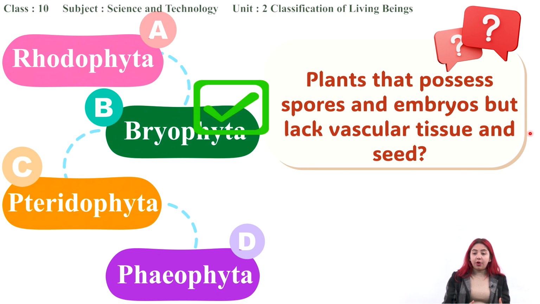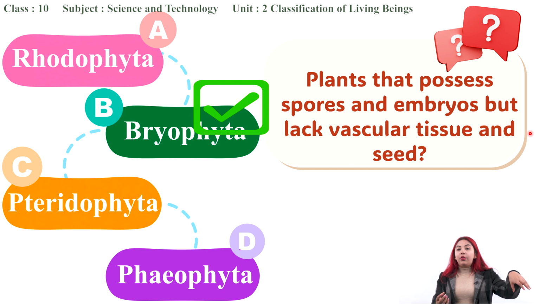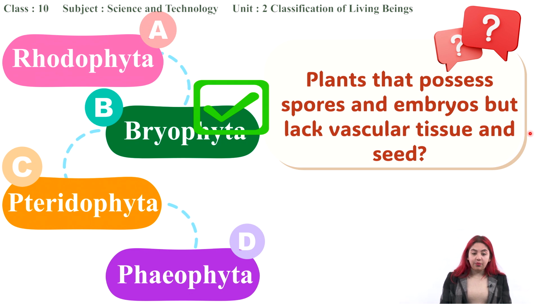Yes, it's the bryophytes, because we studied that bryophytes have spores in them and that spore gives rise to gametophyte, and the gametophyte, the female has archegonia, the male has antheridia, and the sperm from antheridia, if it travels into archegonia, it fertilizes to form a zygote, and then the zygote gives rise to embryo. So it has spores, it has embryos, but it does not have vascular tissue in them, and it does not produce seed. So the correct answer is bryophyta.